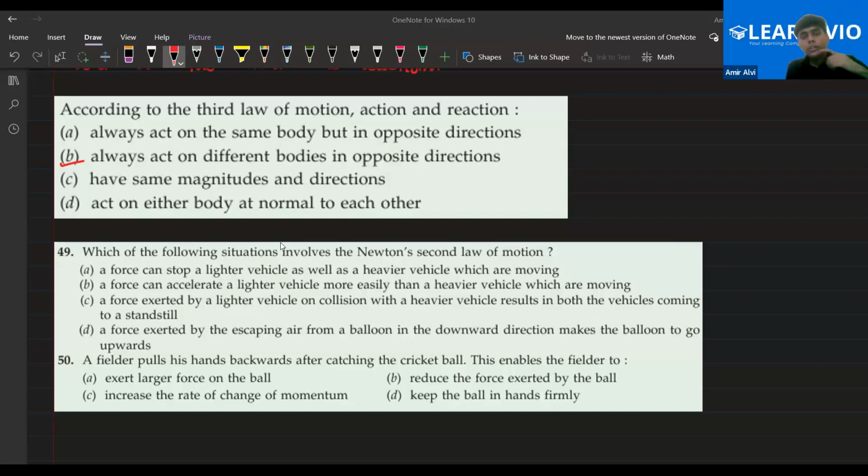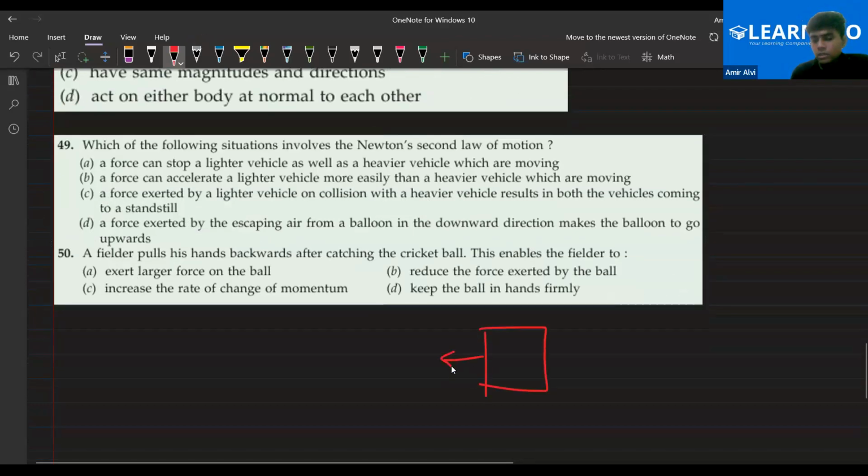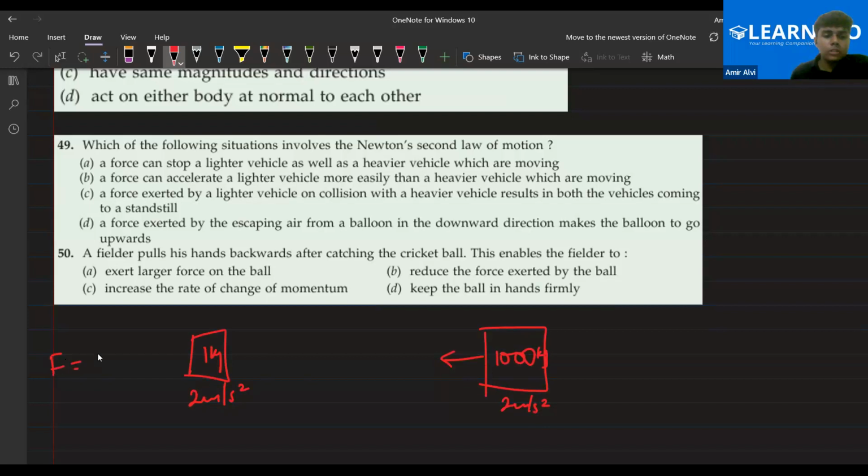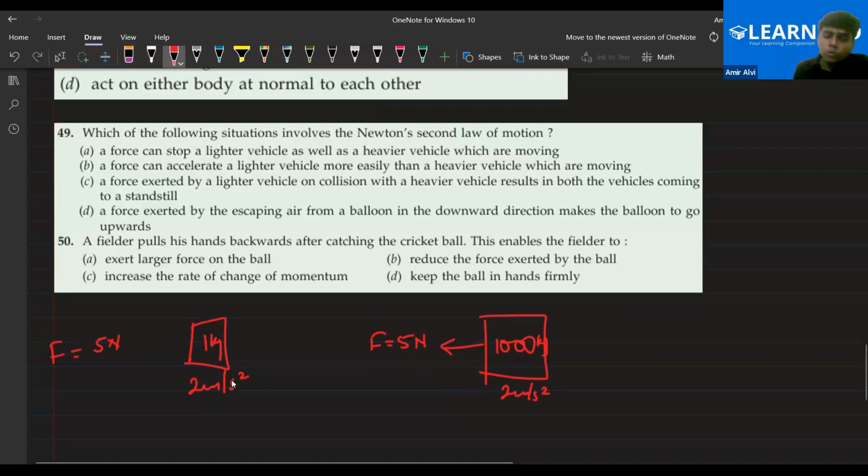Okay, now let's understand. The first option is saying that a force can stop a lighter vehicle as well as a heavier vehicle which are moving, right? Let's see. Suppose one mass is 1000 kg moving with an acceleration of 2 meter per second square. Another mass is 1 kg moving with 2 meter per second square. Force applied in both cases is 5 Newton.